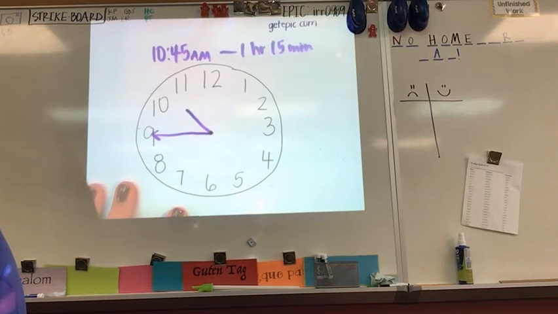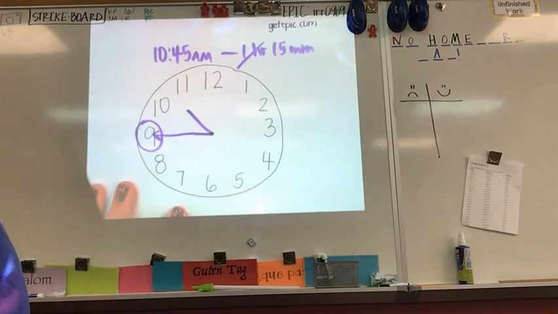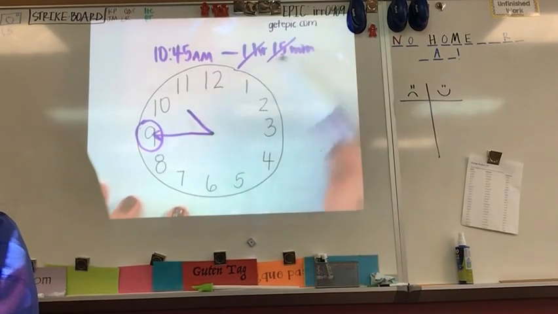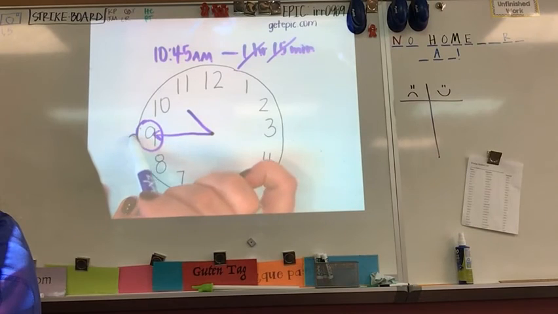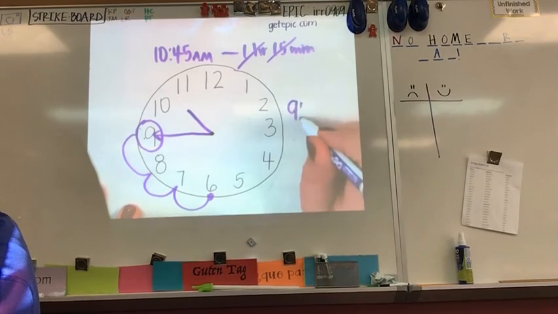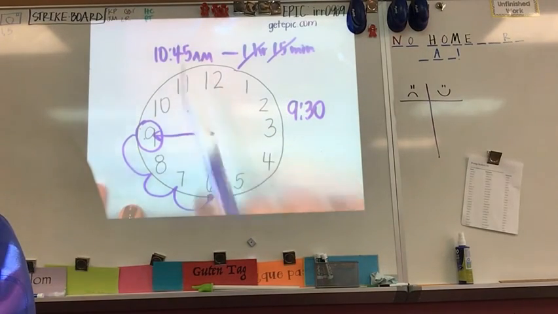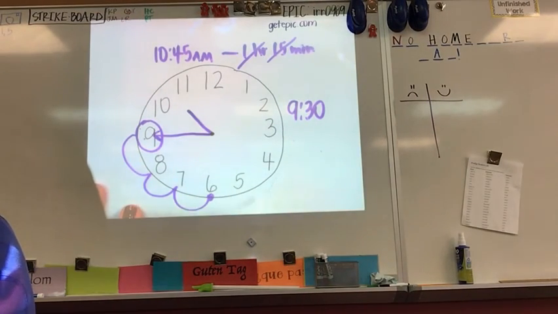All right, from 10:45, we're going to go back 1 hour to 9:45. Then we are going to count back 15 more minutes. Ready for my minute hand? 5, 10, 15. That gets me to 9:30. But I'm not quite done. I need to make sure that I have a label. If we started at 10:45 a.m. and we've only gone back this far, it is 9:30 a.m. That would have been his start time for swimming.